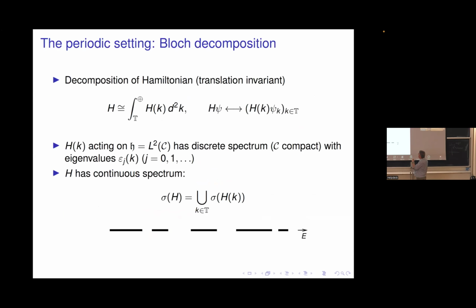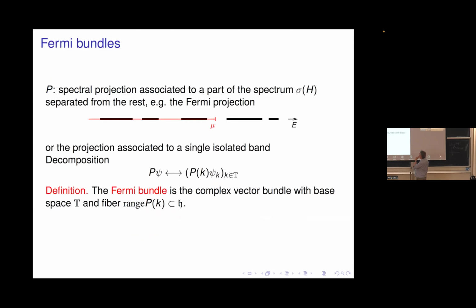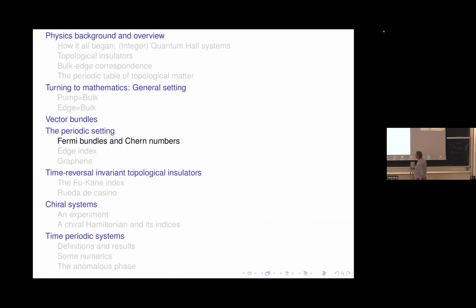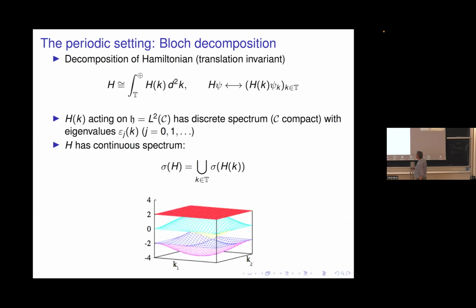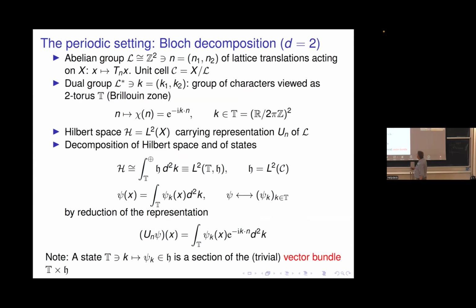Did I say that? Or should I say? So this bundle, it's something missing. Let me be properly precise. The vector bundle we have here is the T cross h, and therefore it's trivial, because it's a Cartesian product.